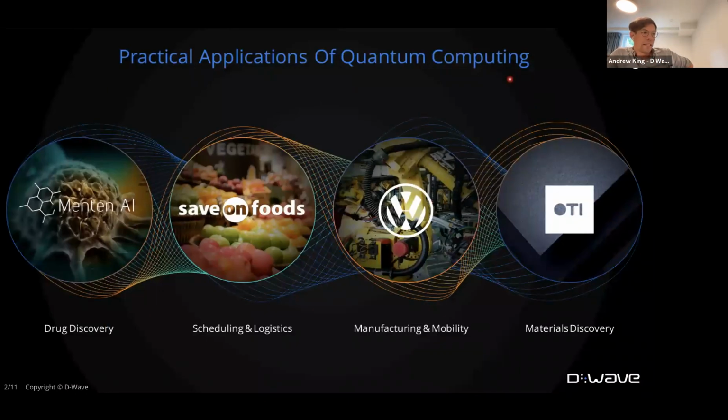Quantum annealing has been applied to a variety of different industrial verticals, and we've had some success from large firms and small startups as well, with the Creative Destruction Lab at the University of Toronto incubating some of these. These areas include drug discovery, scheduling, manufacturing, and materials science. Some of what I'm going to talk about today is more on the materials science side.